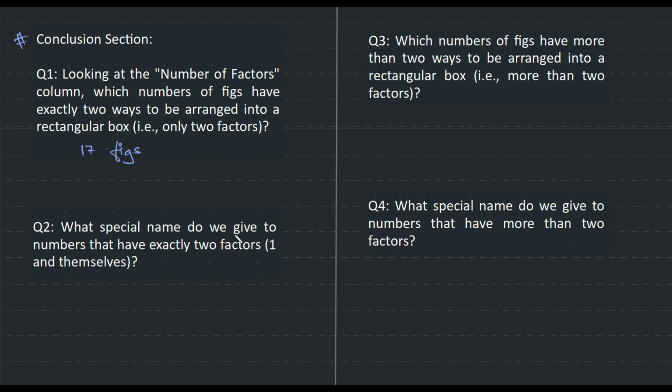What specific name do we give to the numbers that have exactly 2 factors? Do you know this? These are nothing but prime numbers. So an example of a prime number is 17.